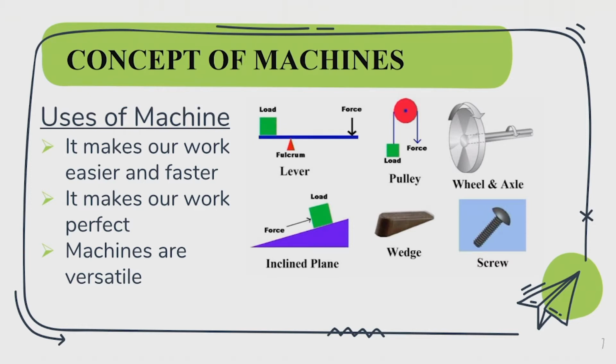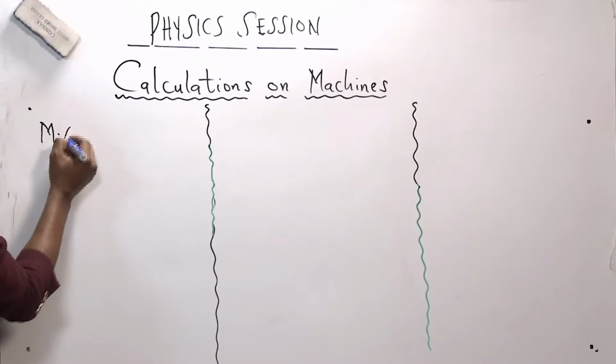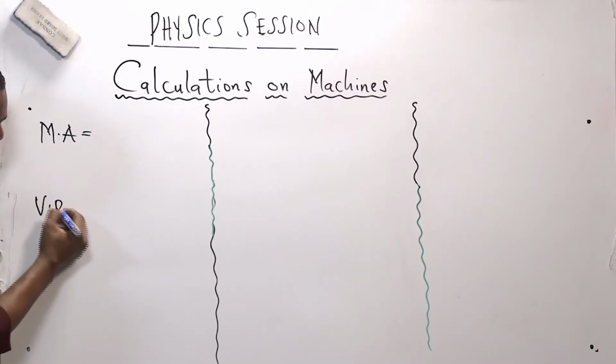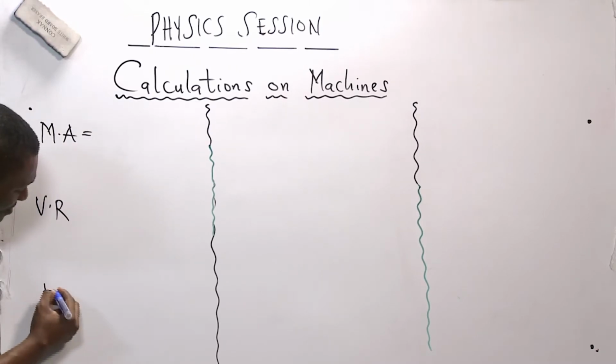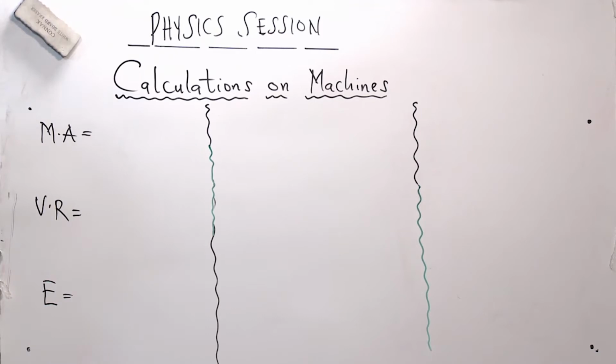As we continue, you are going to understand more the concept of machines, and you are going to understand calculations involving machines. So let's start with the definitions of terms used in machines. We basically have three terms used in describing a machine. We have the mechanical advantage, which I'm going to shorten as MA. We also have the velocity ratio, and we have the efficiency. So let's start with the mechanical advantage.